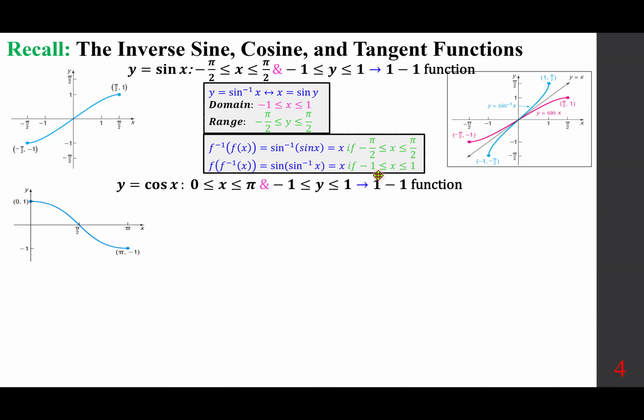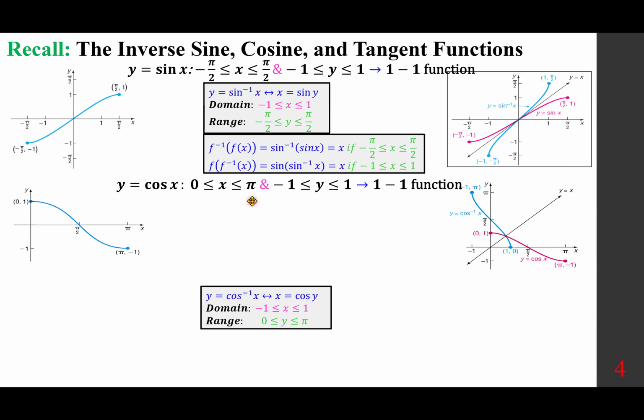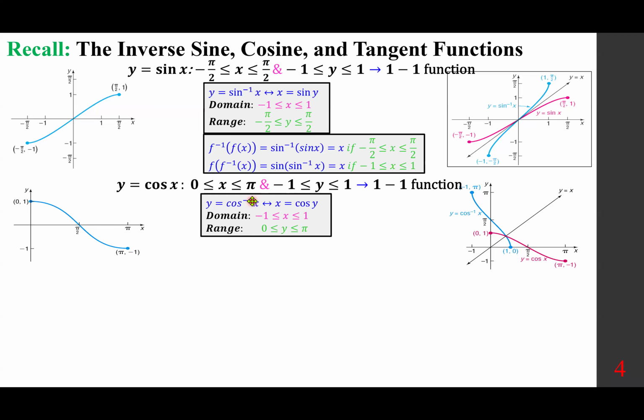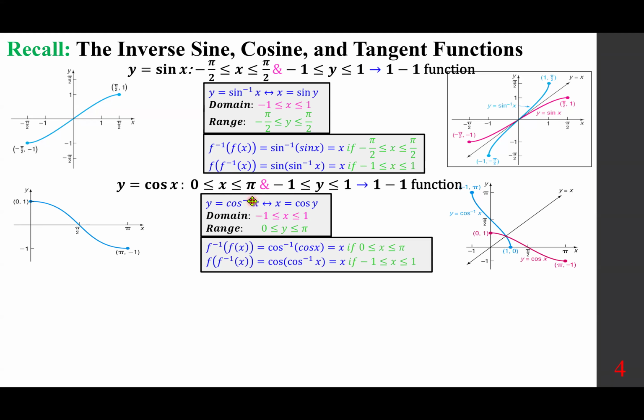We do the same thing for cosine. The restriction is between 0 and pi, so it gives us the inverse function. Domain becomes range, range becomes domain, and again the same thing, f inverse of f becomes x as long as we have the proper domain and range. In the case of cosine inverse cosine x, x must be between 0 and pi. In the case of cosine of cosine inverse, then x must be between negative 1 and 1.